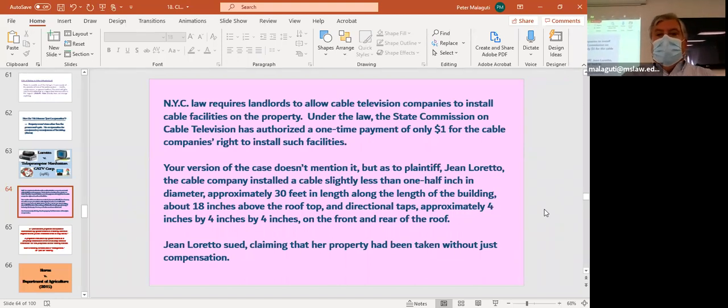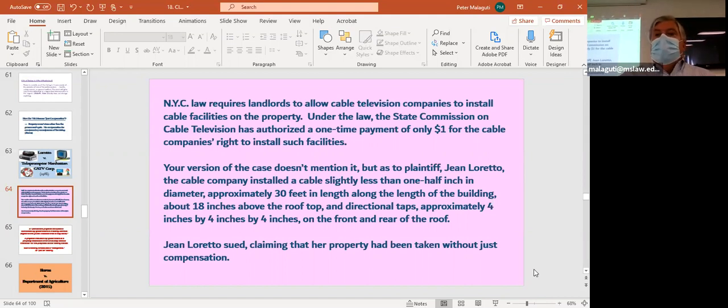It's fairly minimal. So there are these little eyelets, directional taps, that are 4x4x4 on the roof. The cable runs through them about 18 inches above. And there's a couple of boxes that are very small that are placed on the roof. And there's a wire running over and then a wire running down. She says, you have taken my property by passing this law, forcing me to have these wires and directional taps on my property. And she sues.